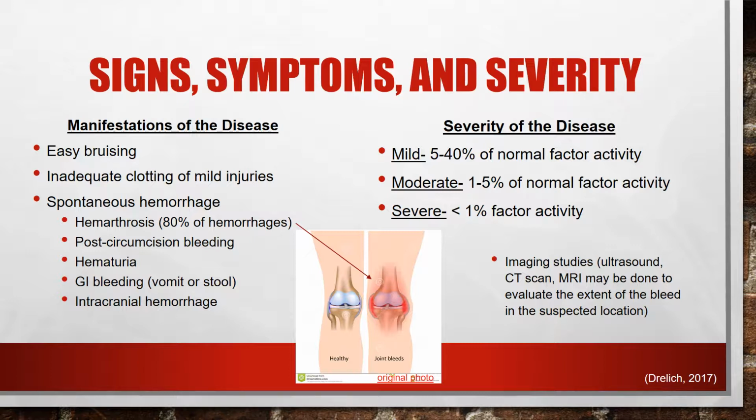These patients might also have spontaneous hemorrhage in their bladders. So you might get hematuria, GI bleeding, vomit or stool may have blood in it. Even intracranial hemorrhage can occur.